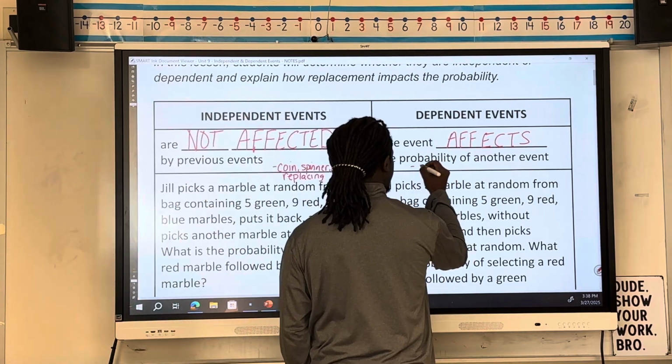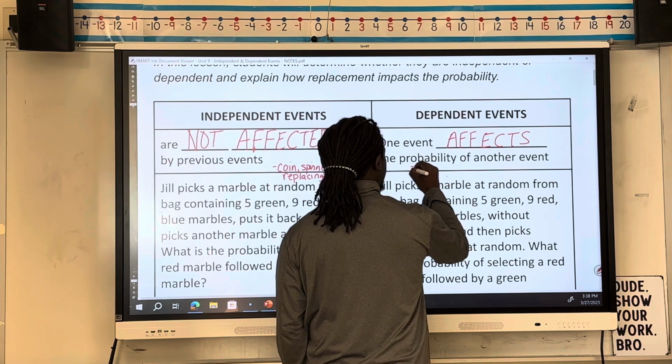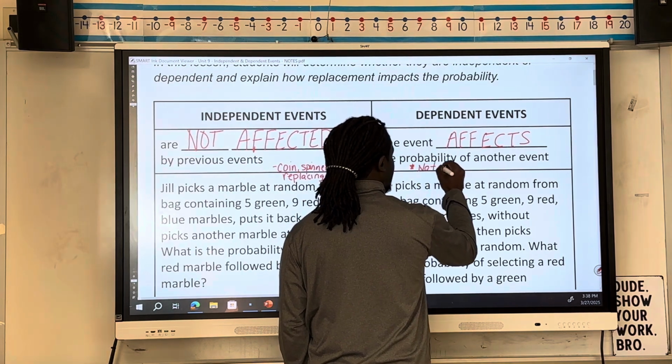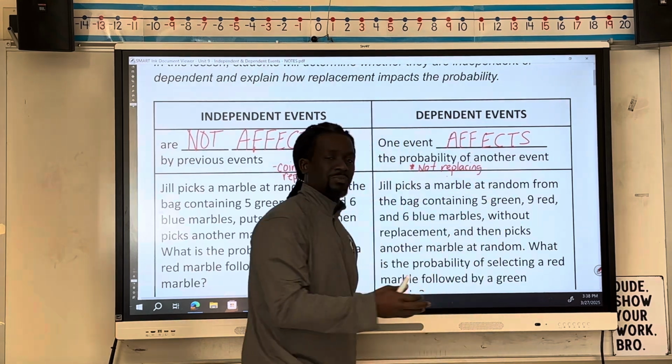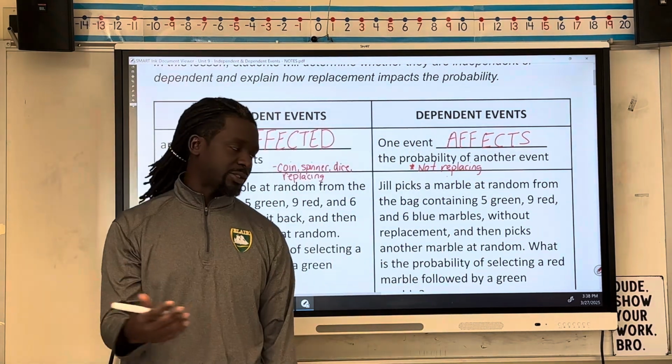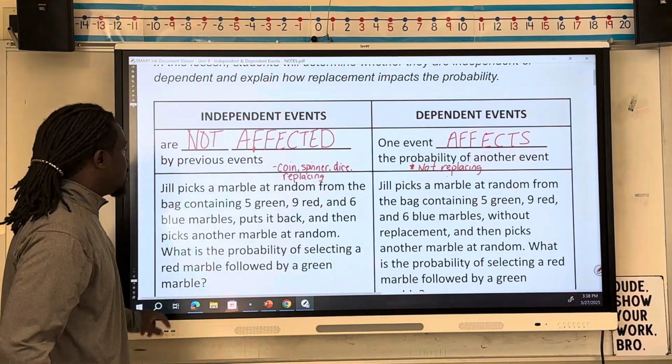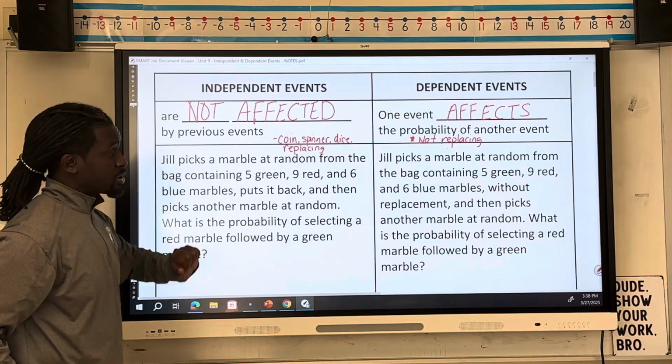And so what I want you to put here is not replacing something, okay? And again, this could be not replacing marbles or chips in a bag or whatever, okay? So these are the two, okay?